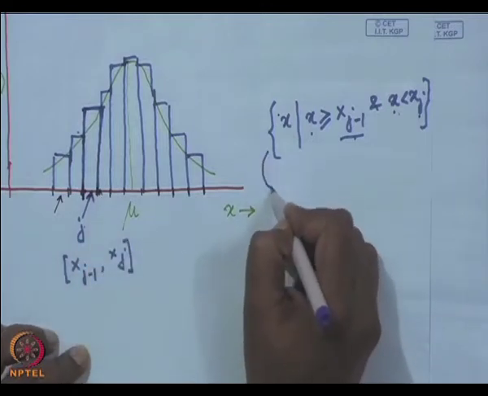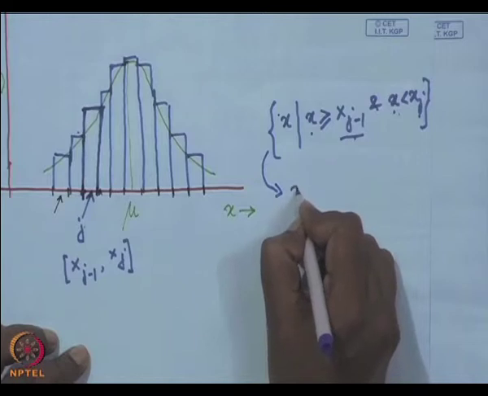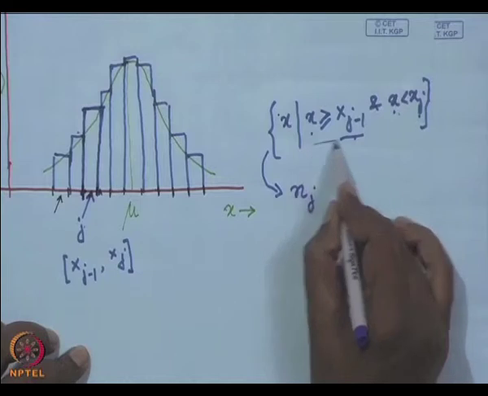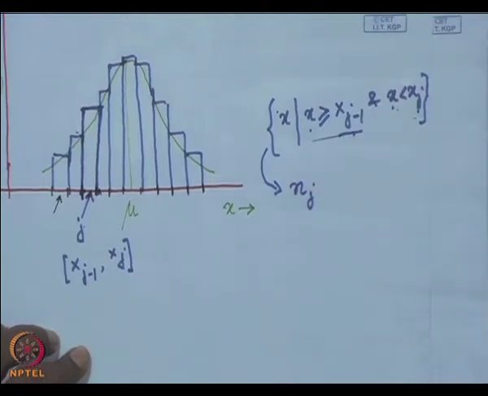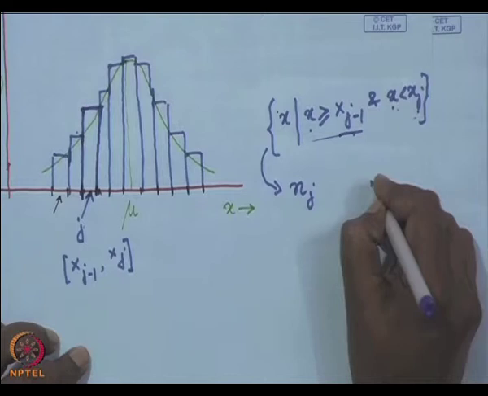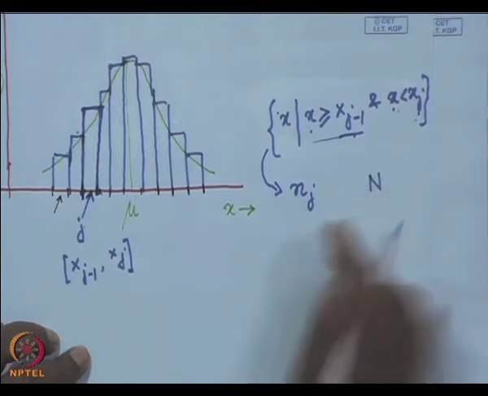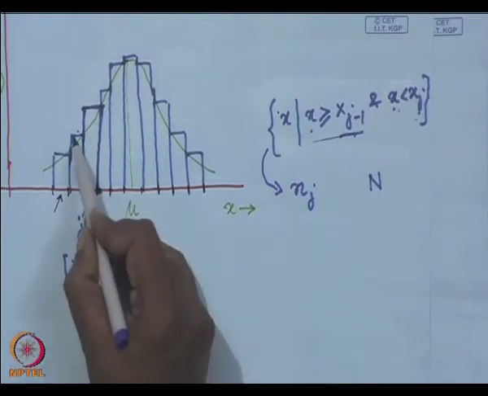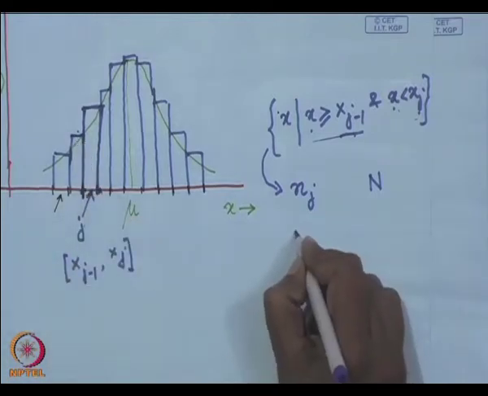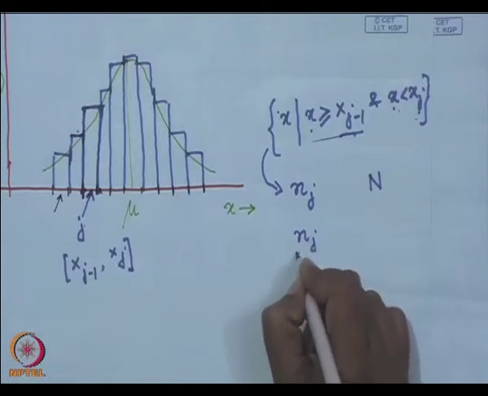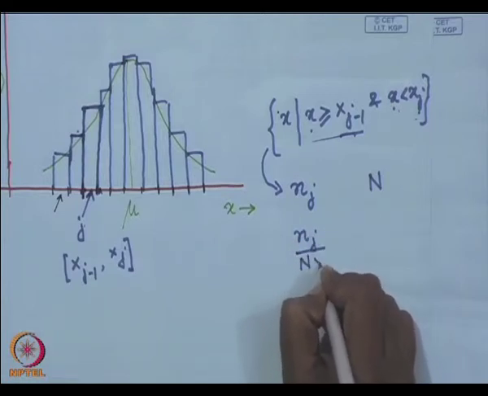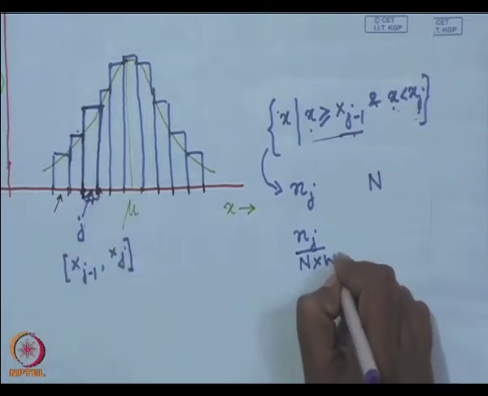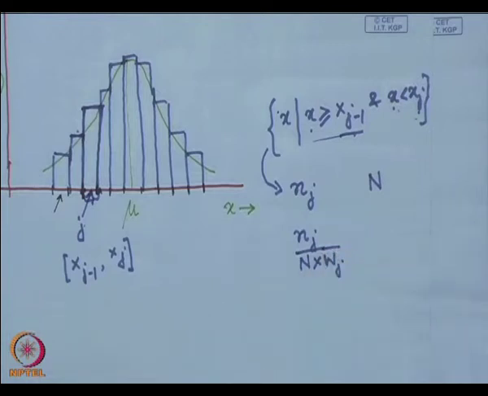And the number of such samples I represent by n j. So, n j is the number of samples which follow this condition. And suppose capital N is the total number of samples that I have, then this height actually represents n j by n into the width of this interval. If I say w j is the width of the interval.